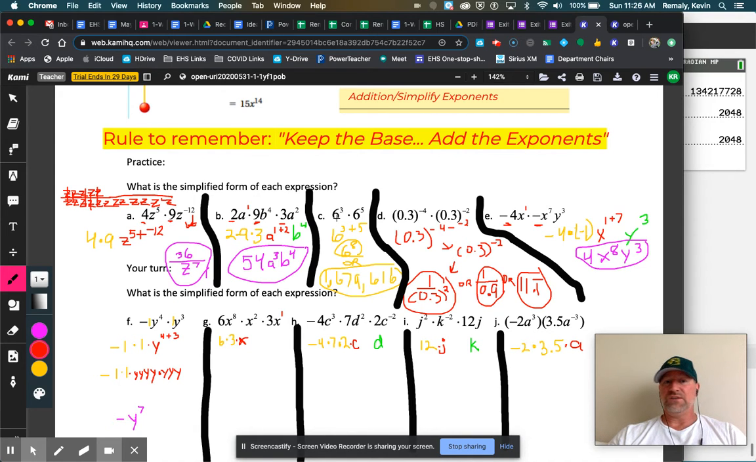For letter C, you could throw this right into your calculator, or we can use our theory. We would keep the base 6, add those exponents, 3 plus 5 gives us 8. And that becomes a huge, beautiful number if you're talking about money. All right, letter D, we would keep the base in parentheses, and we add those exponents. Negative 4 plus negative 2 gives us negative 2.